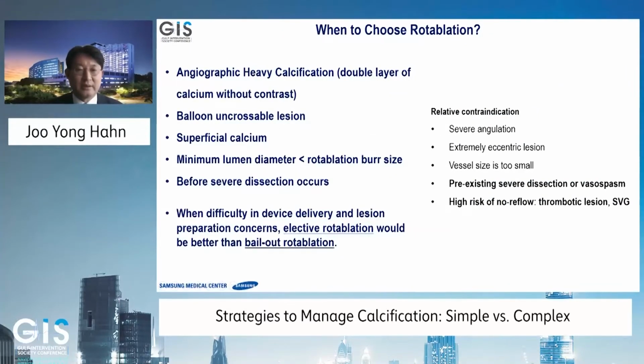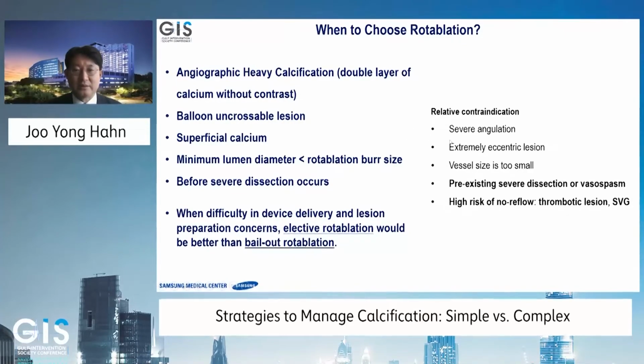Unfortunately, I don't have any experience in orbital atherectomy or lithotripsy because these devices are unavailable in Korea. Therefore, I would like to focus on rotablation. When do you have to consider rotablation? Angiographic heavy calcification, balloon uncrossable lesions, superficial calcium, and minimal lumen diameter smaller than the rotablation burr size are good candidates for rotablation, especially before severe dissection occurs. When there is difficulty in device delivery and lesion preparation is a concern, elective rotablation would be better than bailout rotablation.